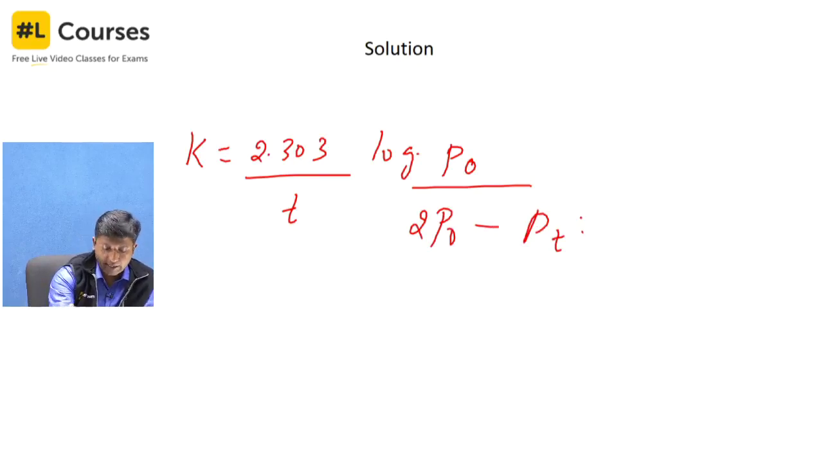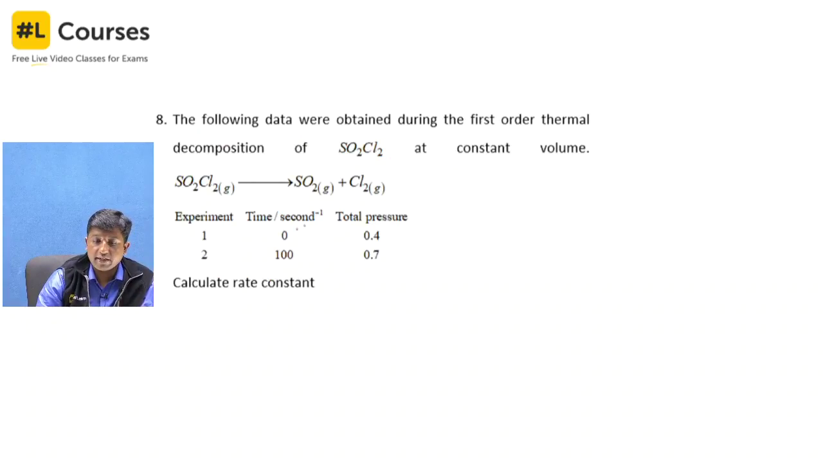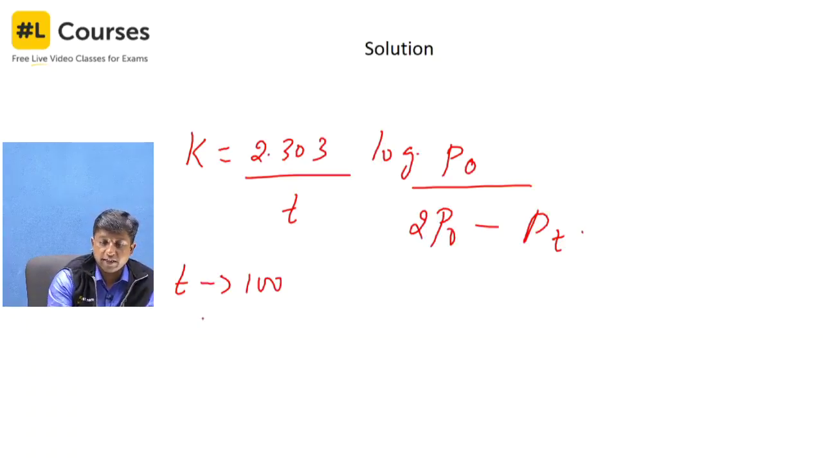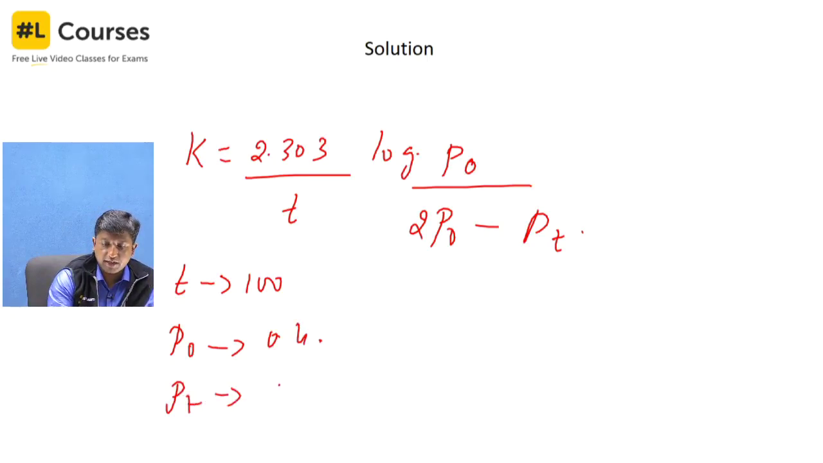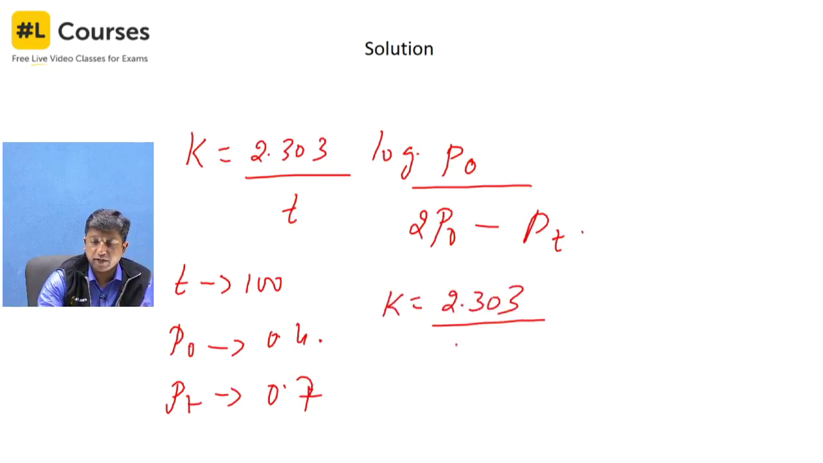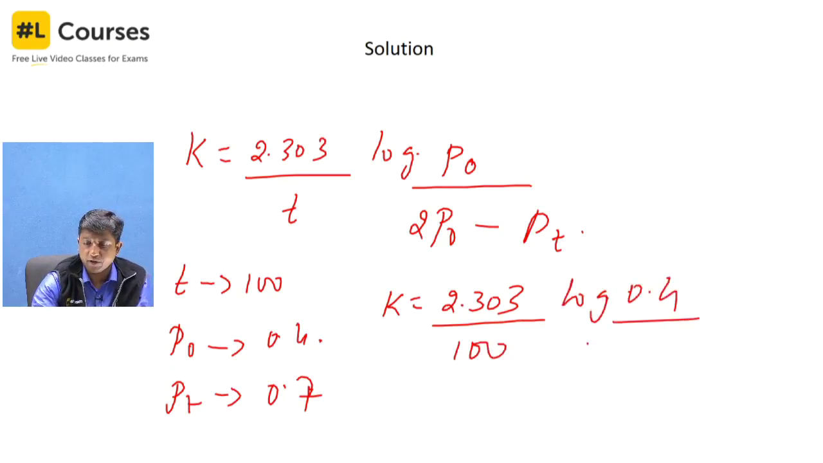In the problem, they have given the time in terms of seconds, 100 seconds. Then they have given the initial pressure, that is P naught, which is 0.4. Then they have given Pt, that is 0.7, from the data which is available there. So substitute this in the formula. K will be equal to 2.303 divided by 100 into log of P naught, 0.4, divided by 2 P naught, which is 2 into 0.4, minus 0.7.